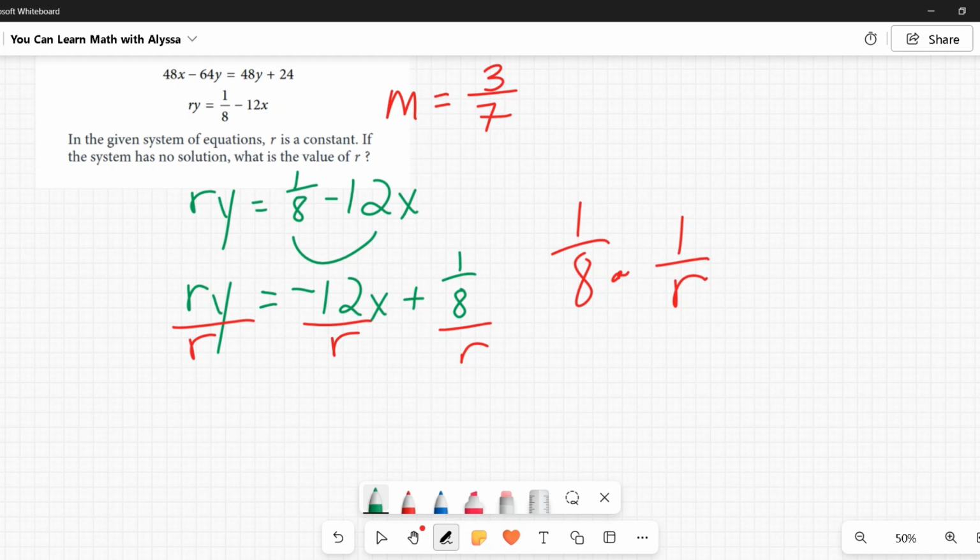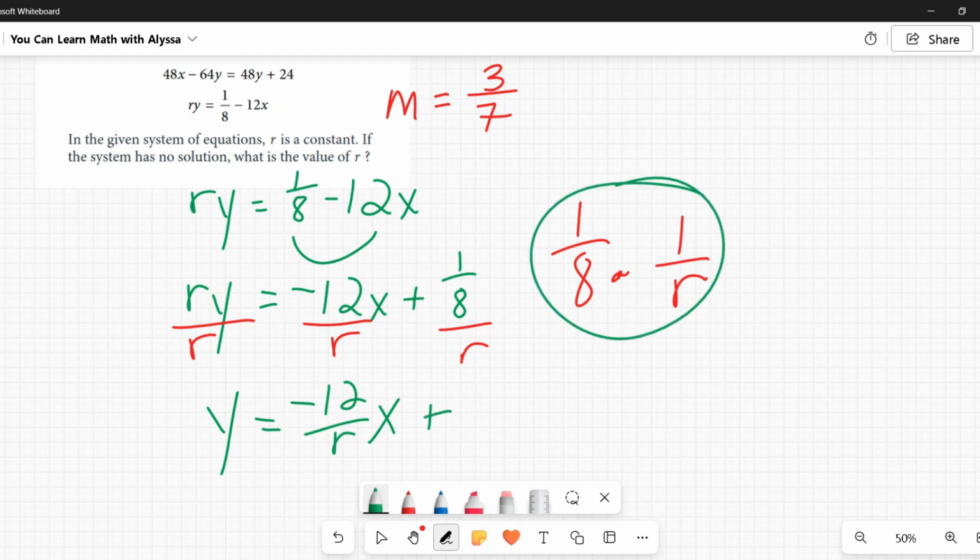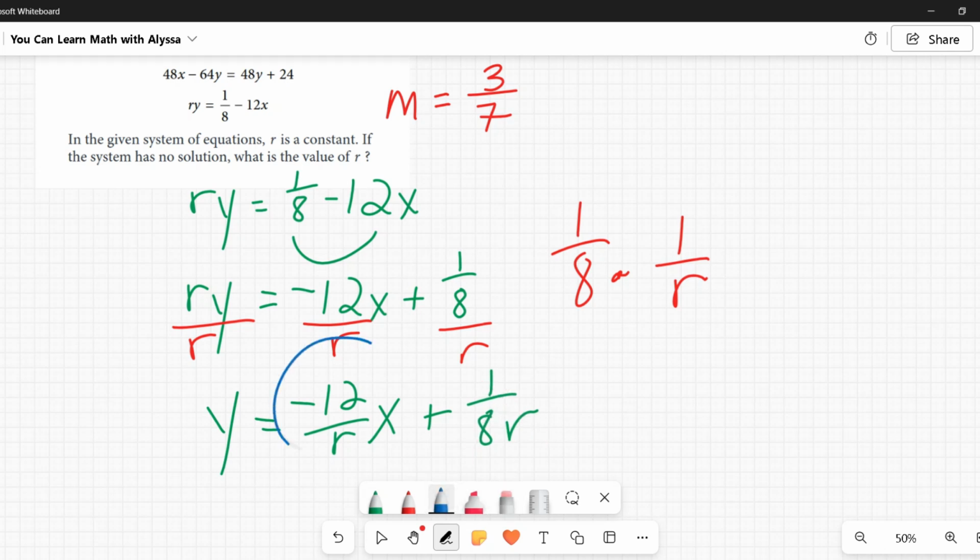Okay, so back to our equation here. R times y, and then I divide it by r. So on the left, I just have y. My next one, I have negative 12 over r x plus, as I said, it's 1 over 8 times 1 over r, so 1 over 8r. But again, this doesn't matter. Y-intercept doesn't matter. I don't care about it. All I care about is my slope. And I know now that the slope of my second line is negative 12 over r.